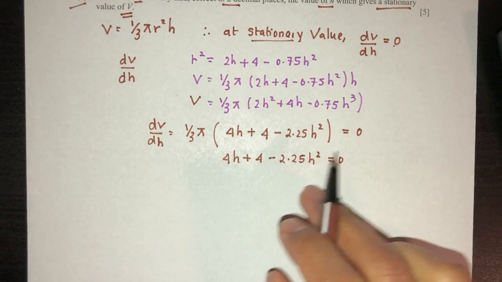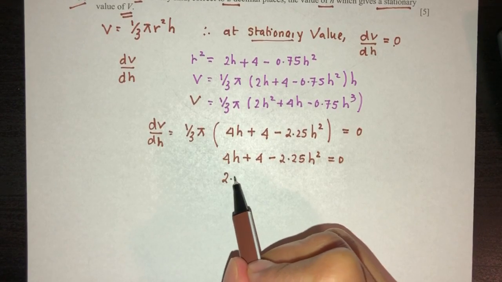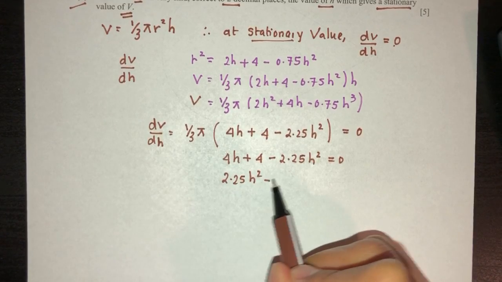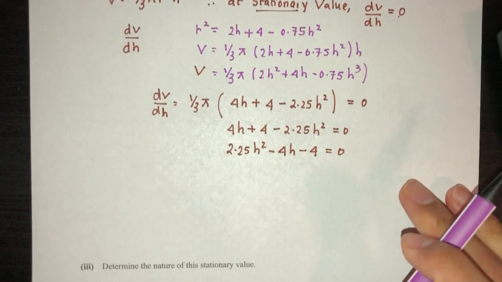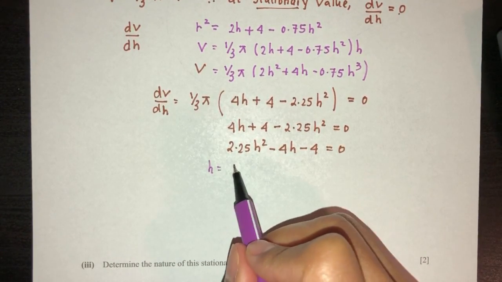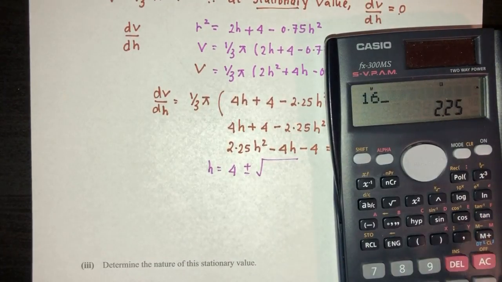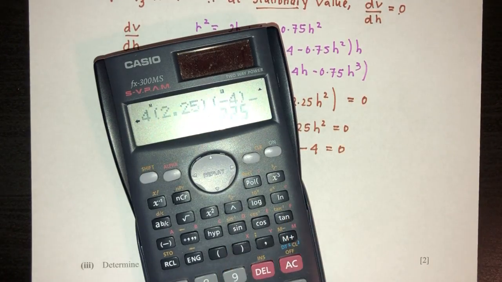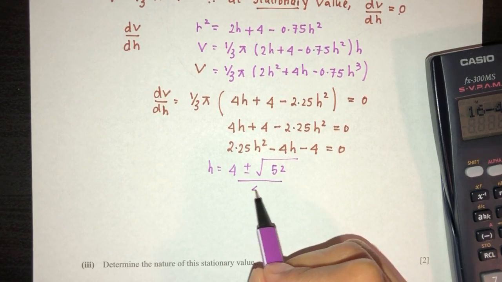Now let's make this become positive. You will have 2.25h squared. This was positive, it will have to become negative, and minus 40 equal to 0. Now we have to use the formula for this equation. So h is equal to minus b, which is 4, plus minus the square root of b squared, which is 16, minus 4 times a times c. c is minus 4. That should be 52. Divide by 2 times a, that will be 4.5.